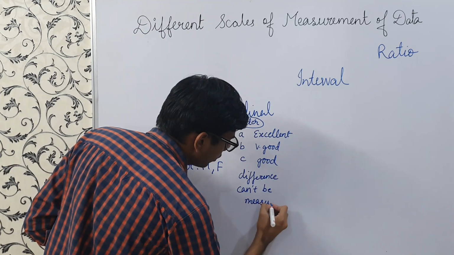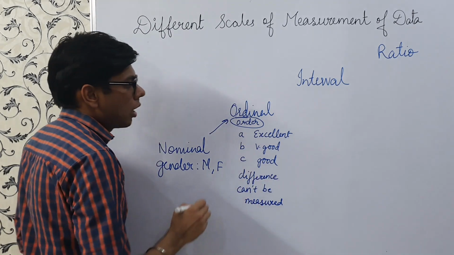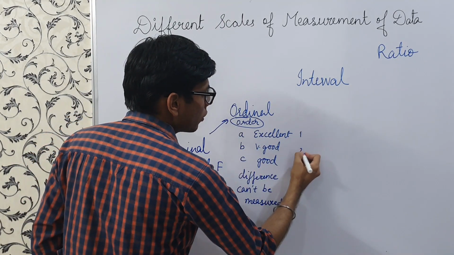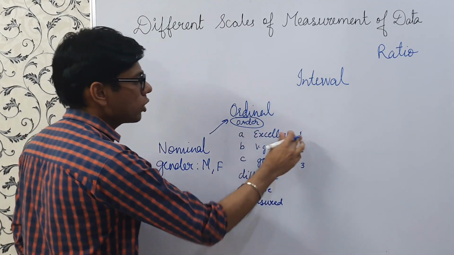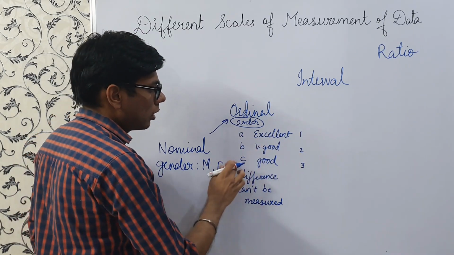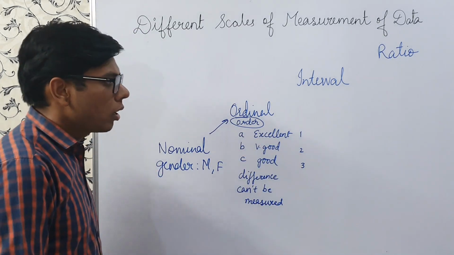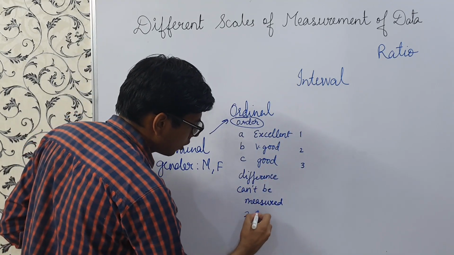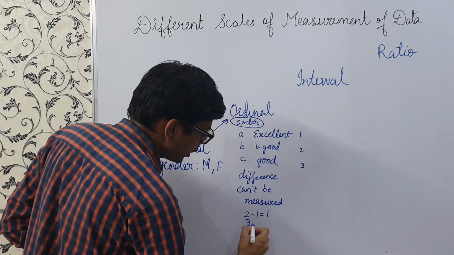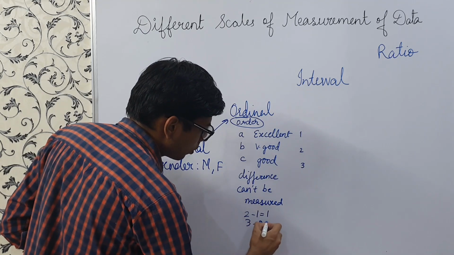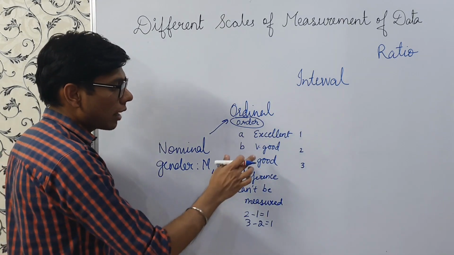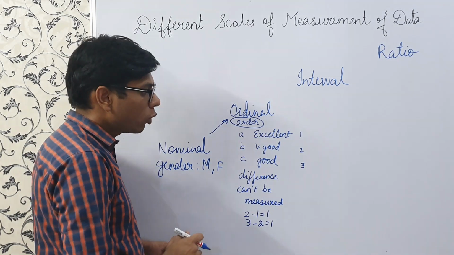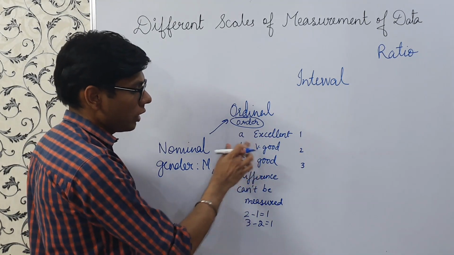What does that mean? Suppose now we rank these students. At the end, we get the rankings of the students. Suppose this student gets first position, this gets second, this gets third. What does this mean? If we do 2 minus 1, that's 1. If we do 3 minus 2, that's also 1. This means that going from very good to excellent is equivalent to going from good to very good.